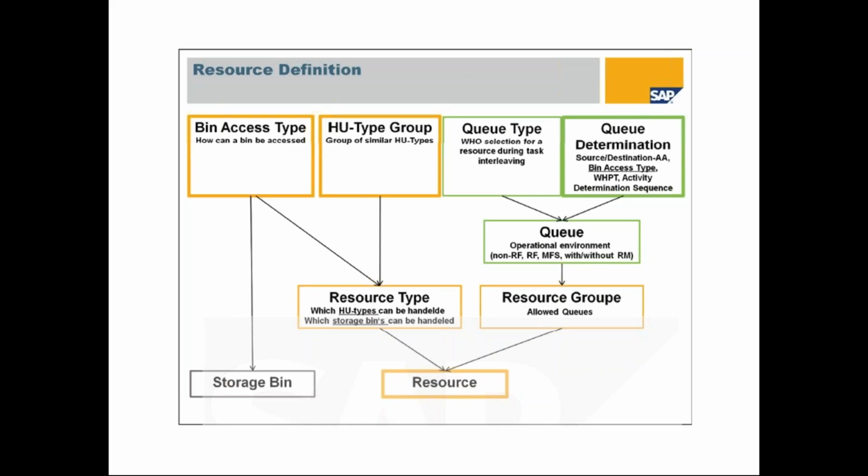Have a look again. From here, we can see the resource, and on the right side the resource group, which tells us what kind of queues and so on. On the left side, the resource is assigned to a resource type, which determines what kind of HU types he is going to access and the bin access type, what kind of bins he is accessing. Ultimately, he is accessing the storage bin with reference to this queue, but the link is indirect.